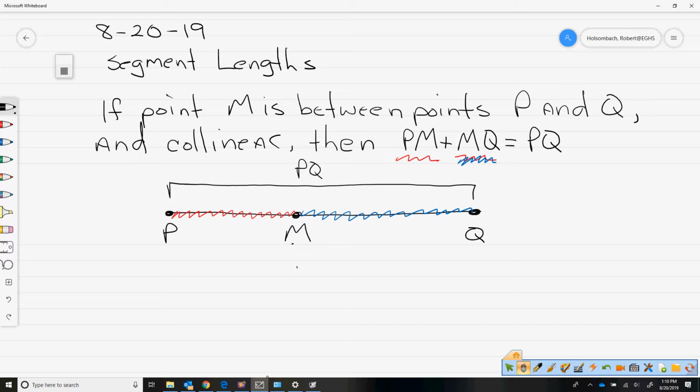Now, with that in mind, if you know PQ, and you subtract MQ, what would be left? If you know how far it is from P to Q, and you subtract the blue portion, it'll be PM. PM would be left, wouldn't it? Okay? And then if you know the entire piece, which is PQ, and you subtract the red piece, which is PM, what's left? MQ. MQ, good.